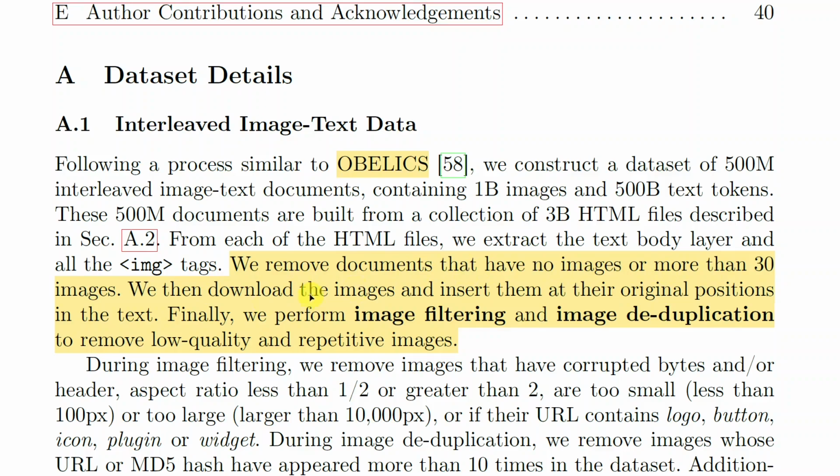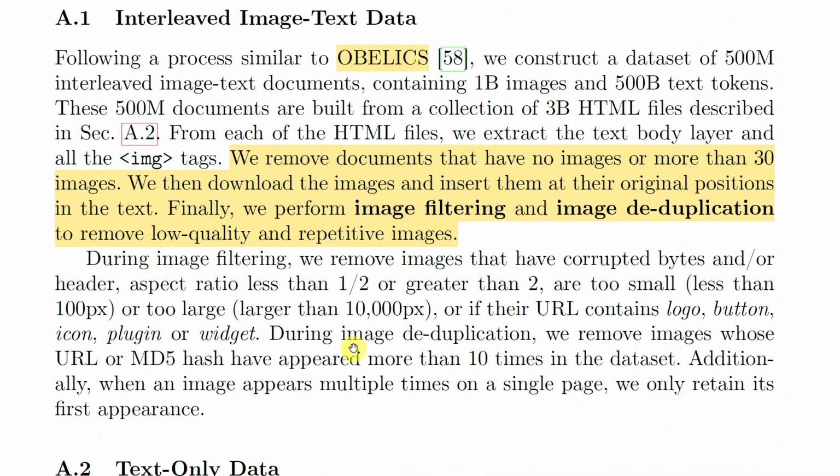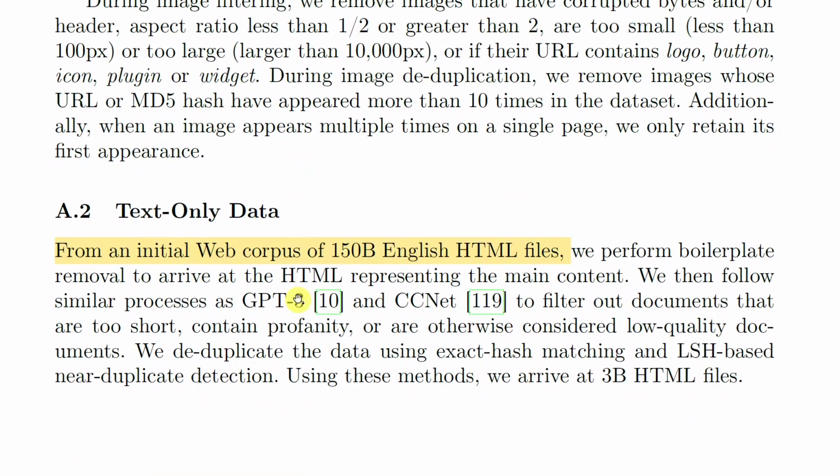Then, why remove documents with more images? Because the text that is there will not be relevant for those images if there are too many images. Then they download the images and insert them in the original positions. After that, image filtering and image deduplication to remove low quality and repetitive images are done. So that's an interesting way of creating your data set. For text only data, an initial web corpus of 150 billion English HTML files and then some boilerplate removal to arrive at HTML representing the main content is done. So this is also nice.